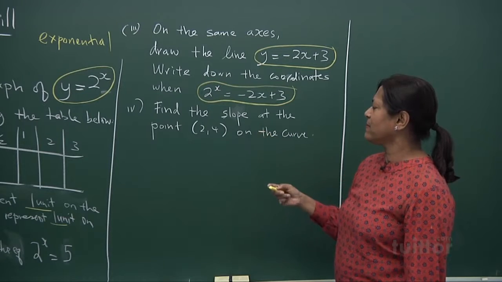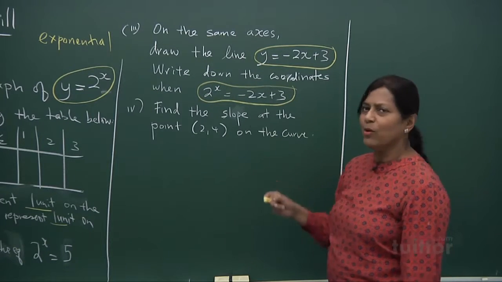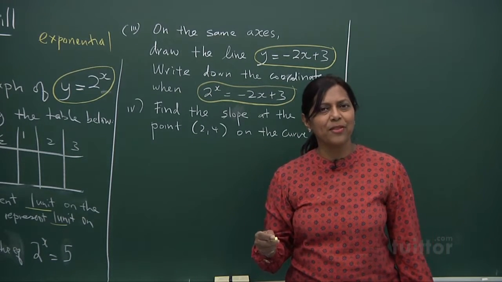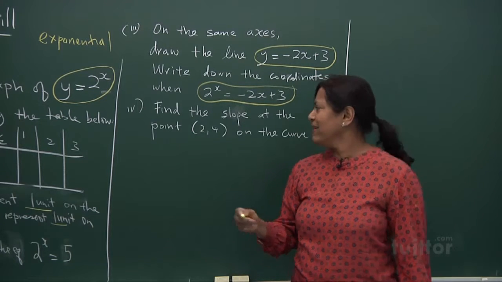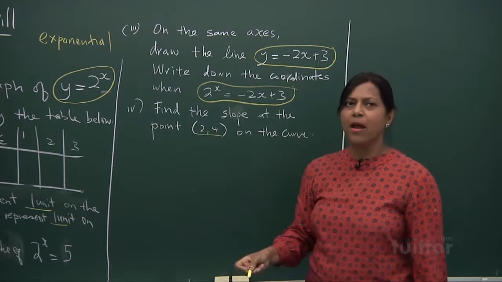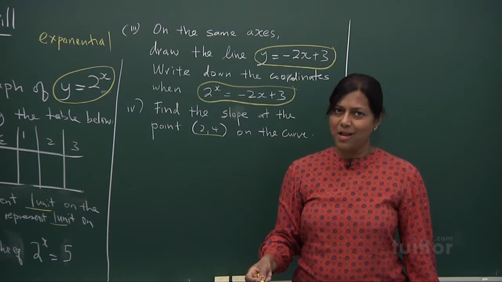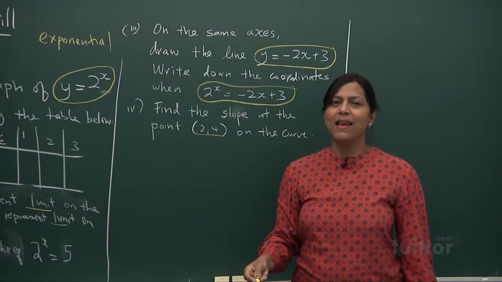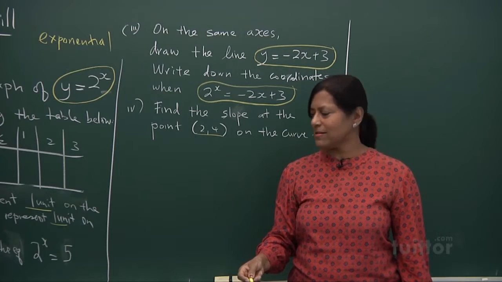And the last part of the sum, they ask you to find the slope. The slope is none other than finding the gradient at a point, which is when x is 2, y is 4. Are you ready? I hope you've done it. And let's go through the solutions.